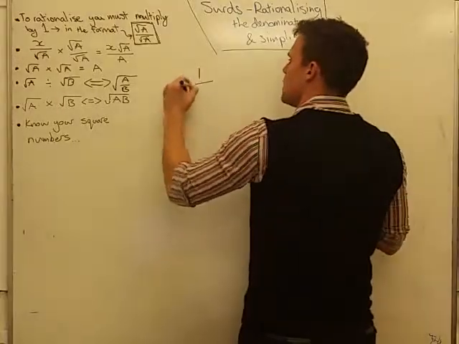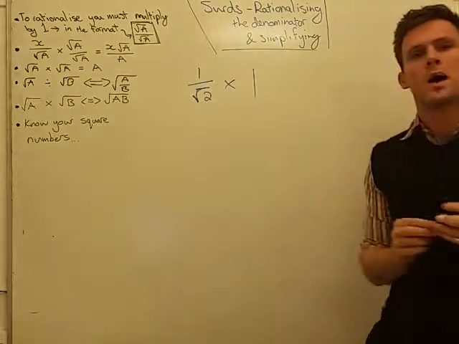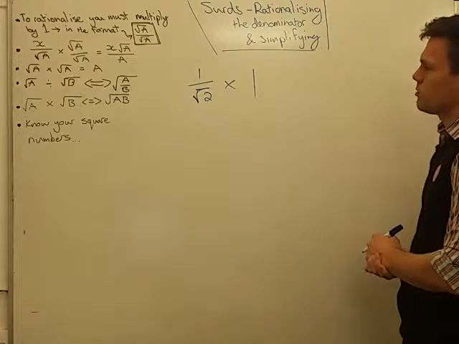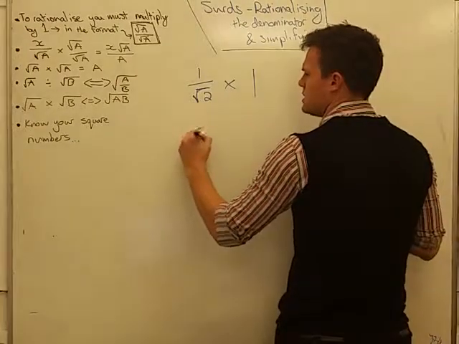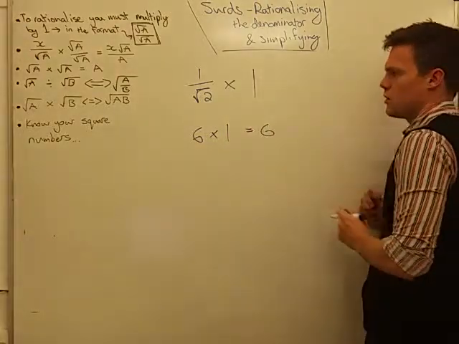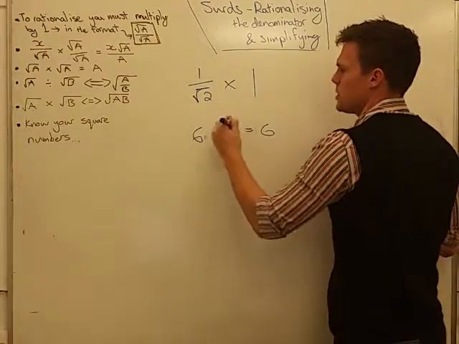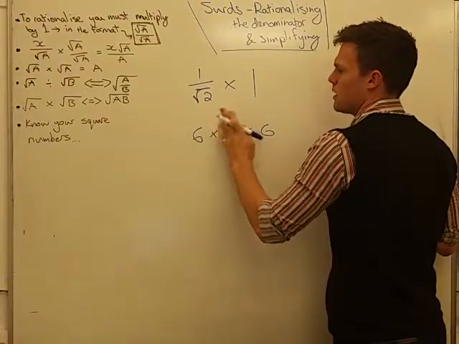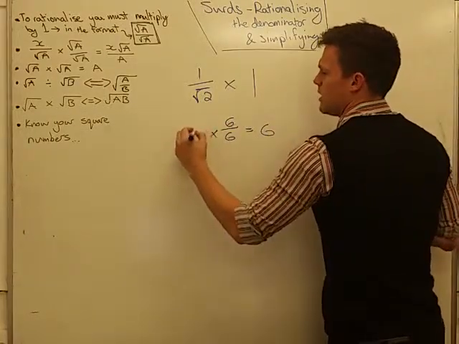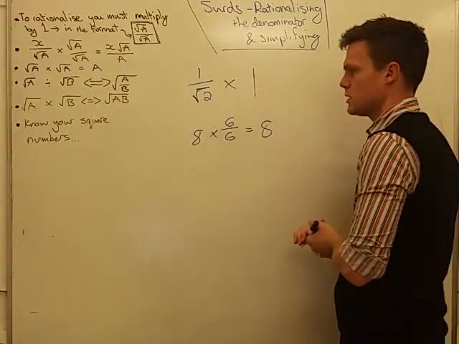If I keep up that example, 1 over root 2, if I wanted to rationalise this, I'm simply going to multiply it by 1. It doesn't seem like it's going to make any change, because if I had 6 times 1, it's just going to give me 6. I'm not going to actually change the value by multiplying it by 1. If you're okay with the idea that I can multiply by 1, then you must be okay with the idea that I can multiply it by, let's say, 6 over 6. So let's say I had 8 times 6 over 6, well 6 over 6 is 1, so that must still stay at 8.